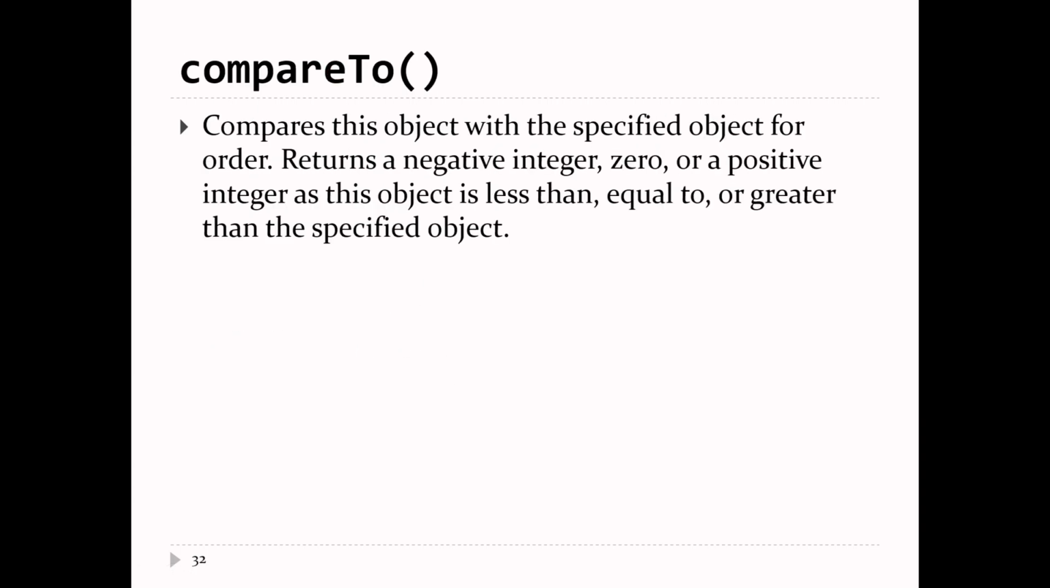What does this thing do? It returns a negative integer, 0, or positive integer if this object is less than, equal to, or greater than the other object. So x.compareTo(y) returns a negative value if x is less than y. It returns a positive value if x is greater than y. And it returns 0 if x is quote unquote equal to y. It does not necessarily mean the same thing as the equals method, which is confusing.